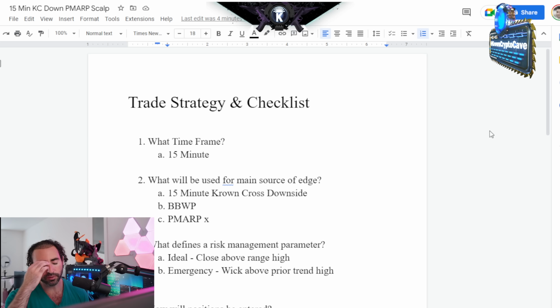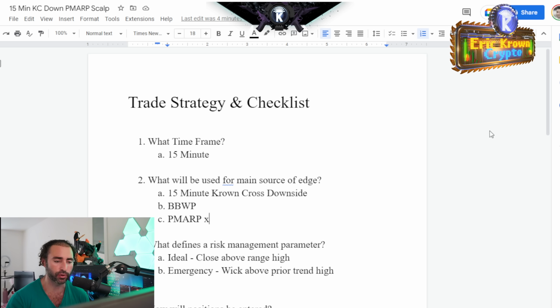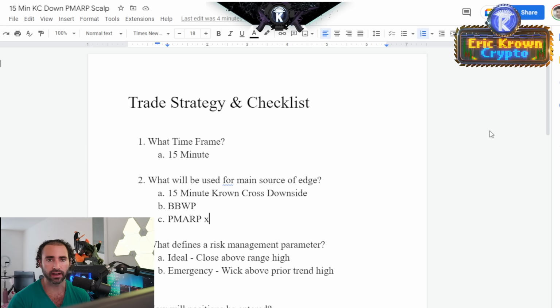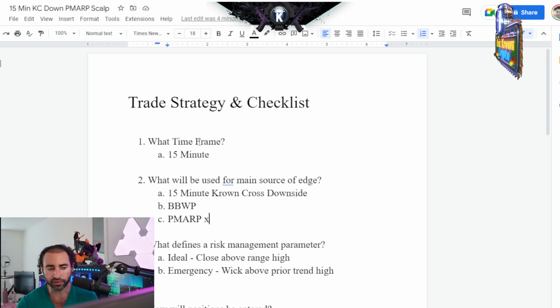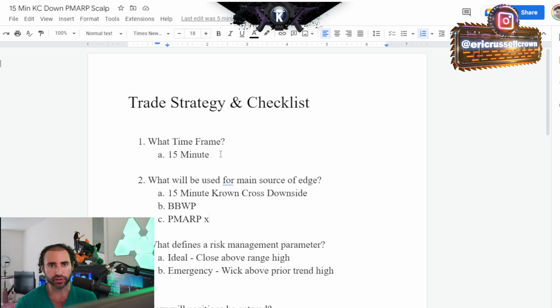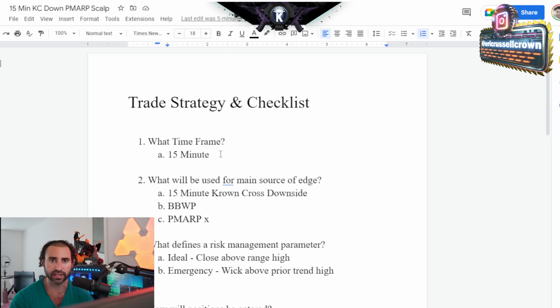All right, sweet. So we're going to start it off here with a trade strategy and checklist. Then we're going to backtest this strategy. I've already done many iterations for it, and then I'll hand over the keys to you. So first things first, what time frame are we focusing on? 15-minute time frame. And by the way, you can change anything about this strategy that you like or don't like. I'm sure that you can optimize it in more ways that are particular to yourself.